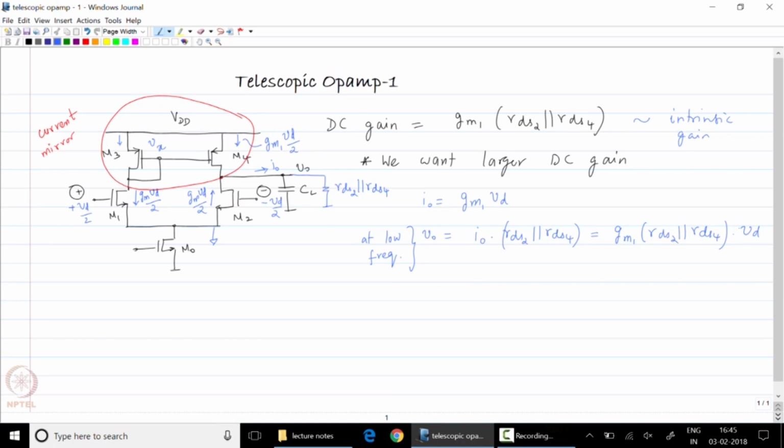The signal currents from both halves of the circuit need to add at the output node. That is an important requirement. And number 2, the output resistance needs to be high.